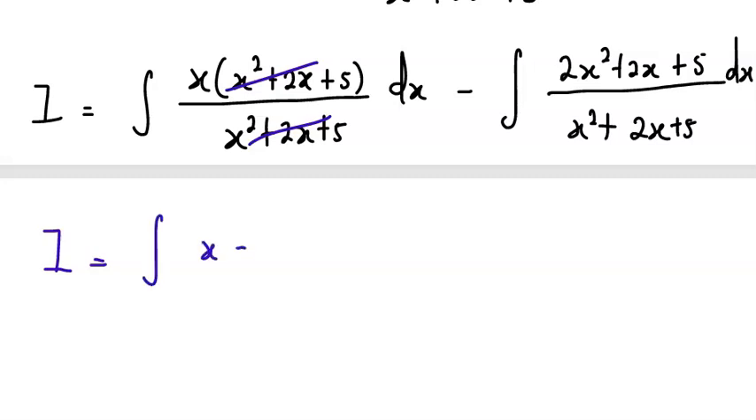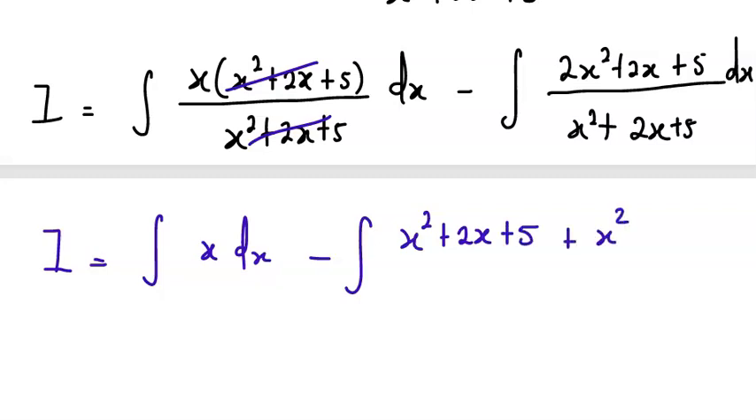Then therefore our I will be equal to the integral of x dx and then minus. Now there's something really nice about this right hand side. 2x squared can be written as x squared plus x squared, and I think we will have a similar expression as the one in the denominator. So this is the same as the integral of (x squared plus 2x plus 5 and then plus x squared) divided by (x squared plus 2x plus 5) dx.